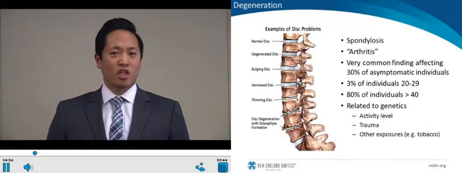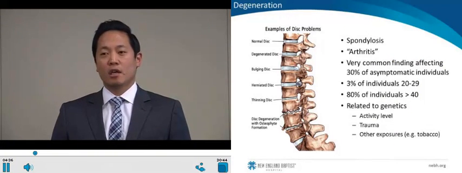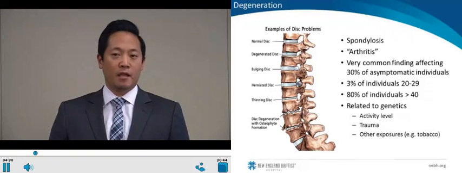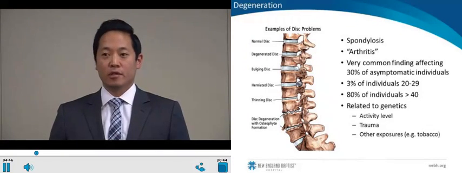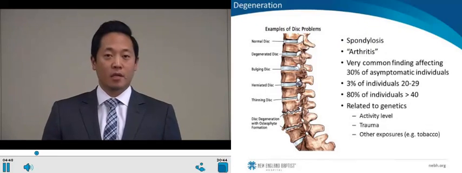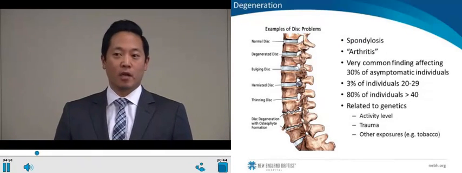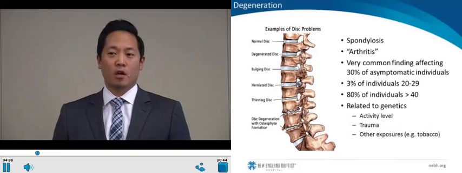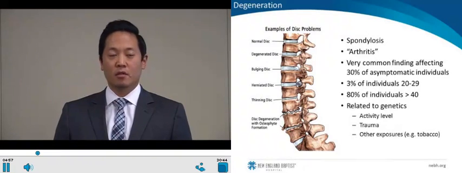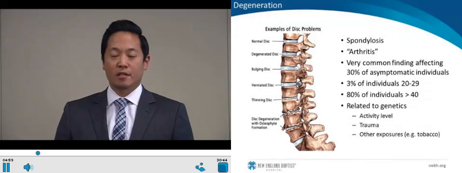When we talk about degeneration or spondylosis, we're essentially talking about a phenomenon that's conceptually similar to arthritis. This is a very common finding within even asymptomatic individuals. It is age-related, so as we grow older, it's more commonly found. But the single biggest cause of spondylosis in any single individual appears to be genetics.